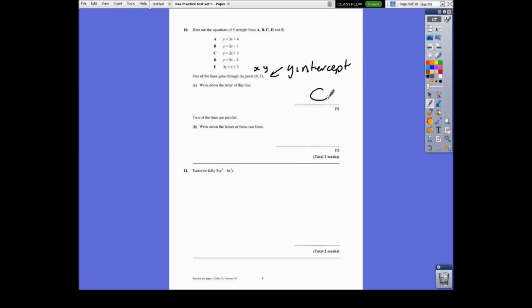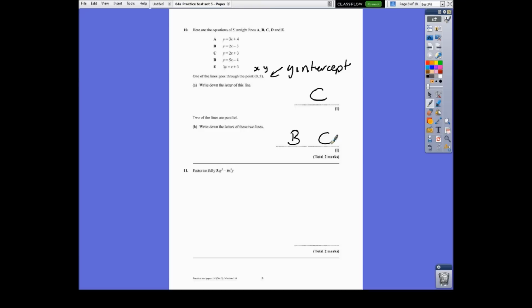2 of the lines are parallel. Write down the letters of those 2 lines. Well, if they're parallel, they have the same gradient. The gradient is the number in front of the x. So in this case, B and C both have a 2, so they both have a gradient 2, so they must be parallel. So that is B and C.